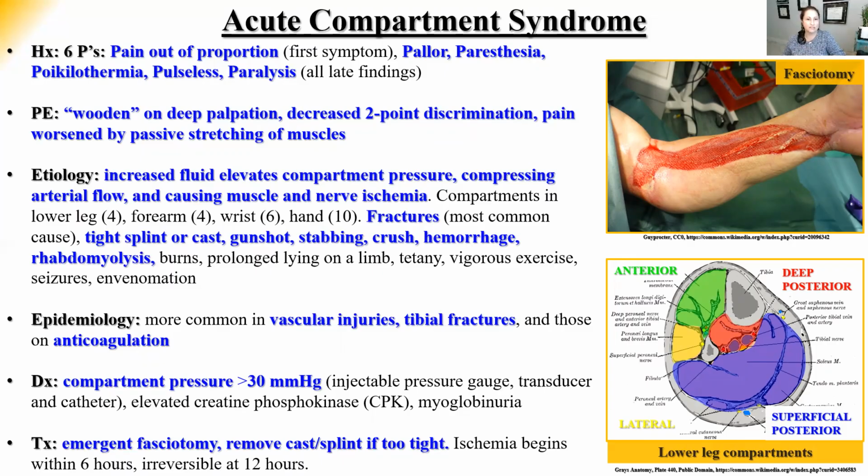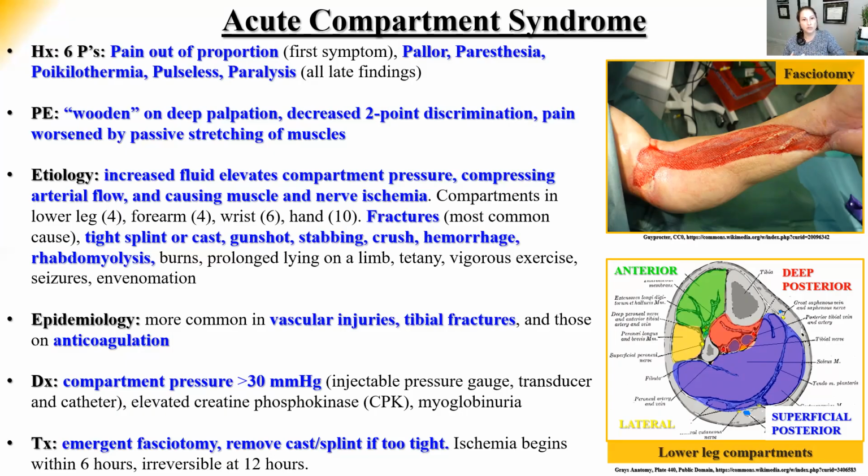Anything that causes massive edema, gunshot, stabbing, crush, hemorrhage, any kind of vascular injury that causes massive amounts of bleeding. This is again more common in vascular injuries because of that massive amount of bleeding. Tibial fractures, I mentioned that, and people who are on anticoagulation because they bleed more. So that makes sense.